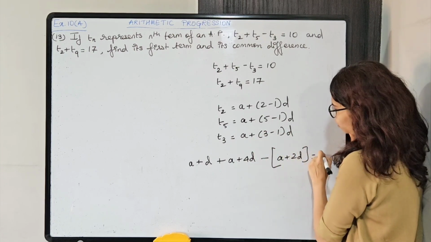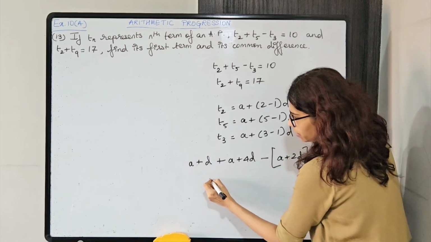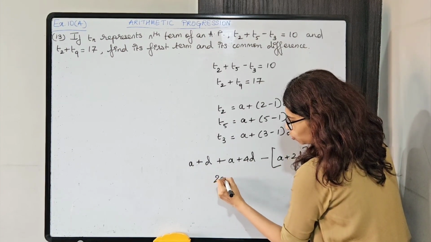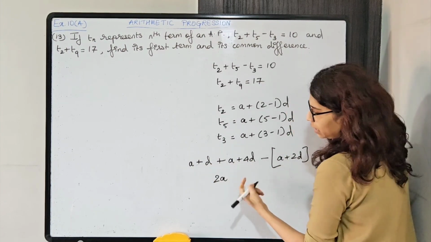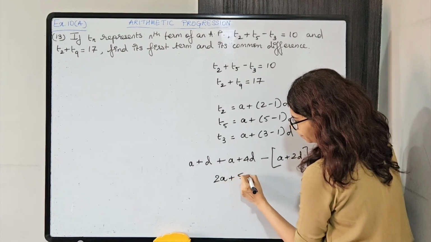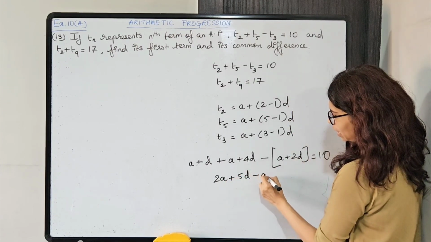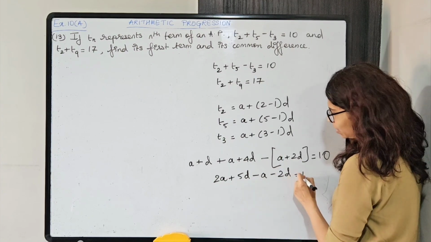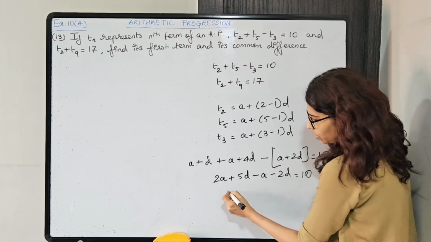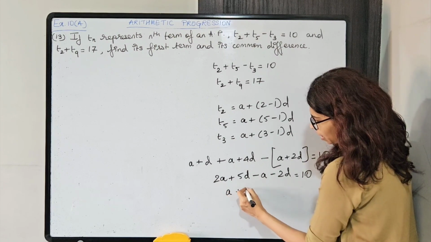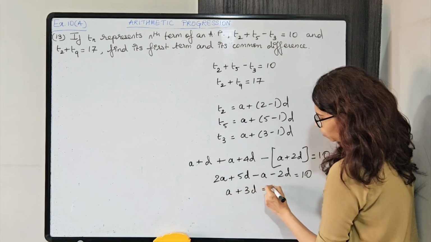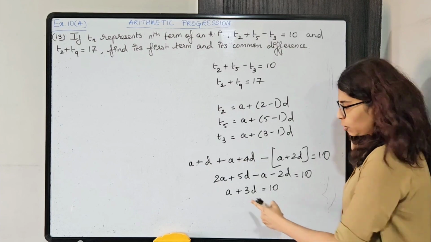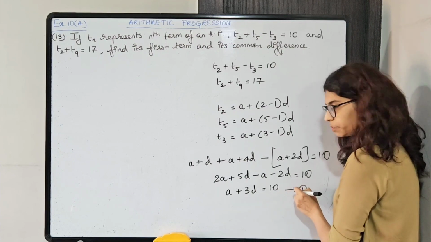Okay, is equal to 10. So here A plus A is 2A, D plus 4D is 5D, minus A minus 2D, signs will change when you open the brackets, is equal to 10. So this will give A plus 3D is equal to 10. Okay, you're getting one equation.